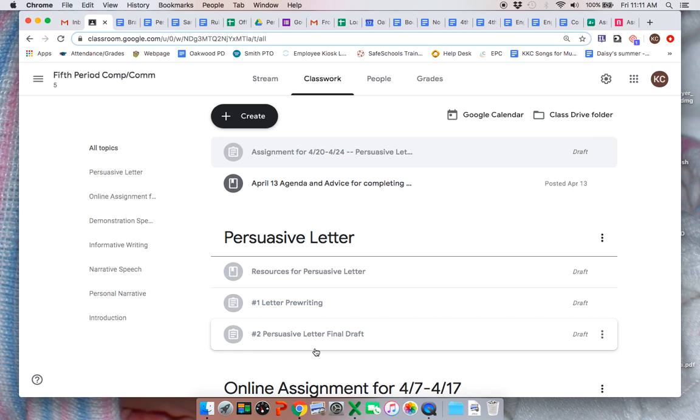And down here, the persuasive letter final draft, you're not going to see that yet, but you probably saw it. That's where you're going to post the final letter. So you don't have to worry about that until we're done with the pre-writing next Wednesday.